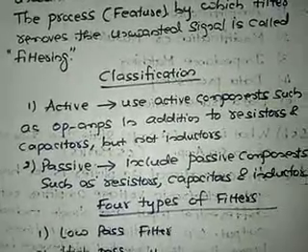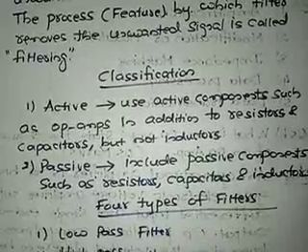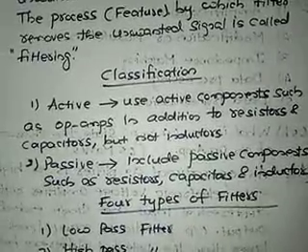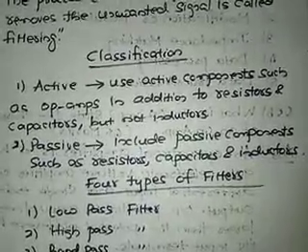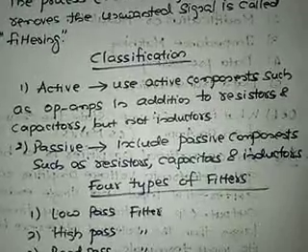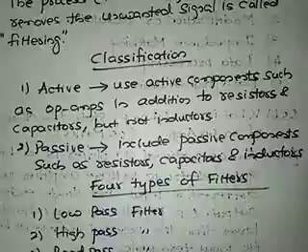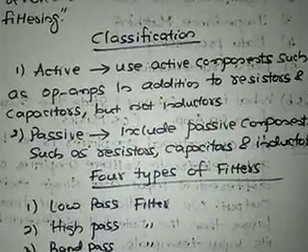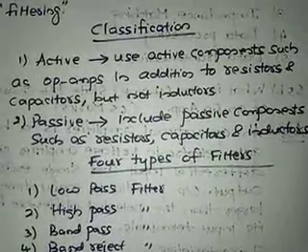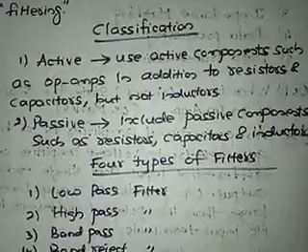In active filters, they make use of the op-amp along with the resistors and capacitors. In passive filters, they make use of the passive components, which are energy consuming components such as resistors, capacitors and inductors. In active filters, inductors are not used. In passive filters, inductors are used. So this is active and passive.